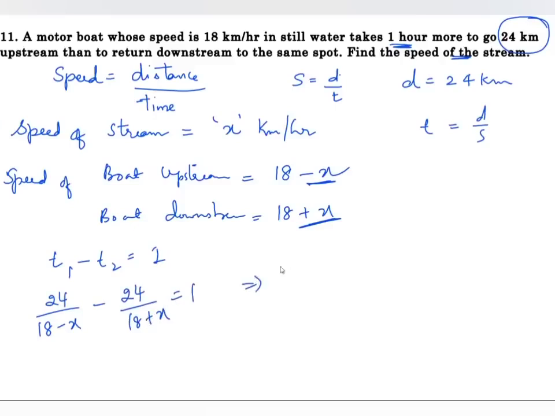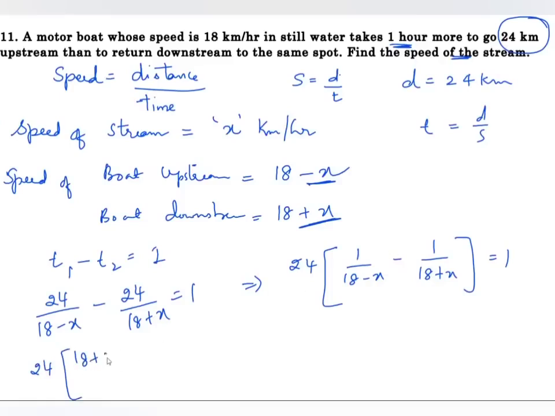Now what is common here? The common factor here is 24. If you take 24 out, what you get is 1 by 18 minus x minus 1 by 18 plus x equals 1. Now take the butterfly method, that is 18 plus x into 1 is 18 plus x, minus 18 minus into minus, minus into minus plus x, divided by 18 minus x into 18 plus x equals 1.